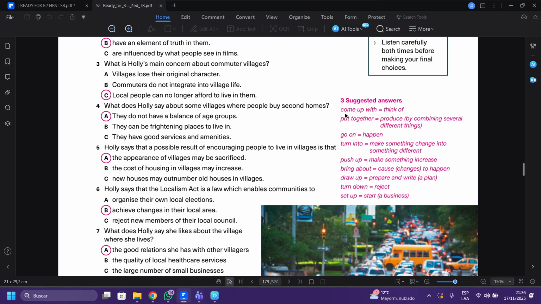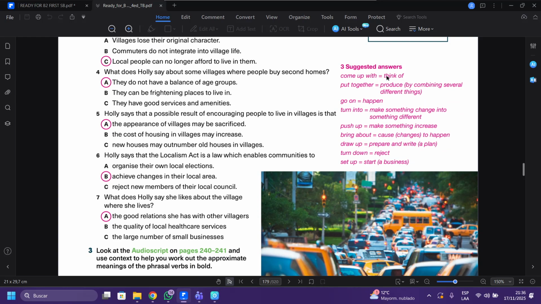So remember, we have here some phrasal verbs that are really useful. To come up with means to think of something. Put together, to produce. Go on means to happen, as you know. Turn into, make something change into something different. Push up, make something increase. Bring about, to cause something to happen. Draw up means to prepare and write a plan. Turn down, to reject, and set up, start a business.